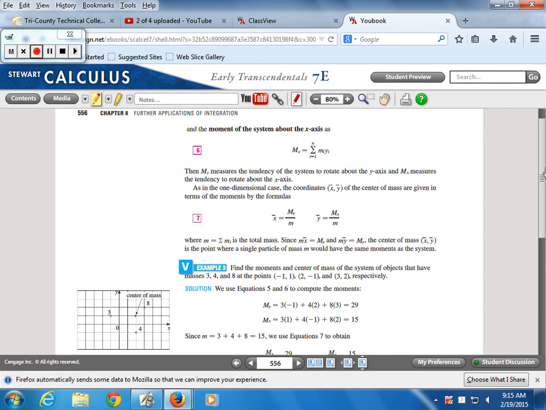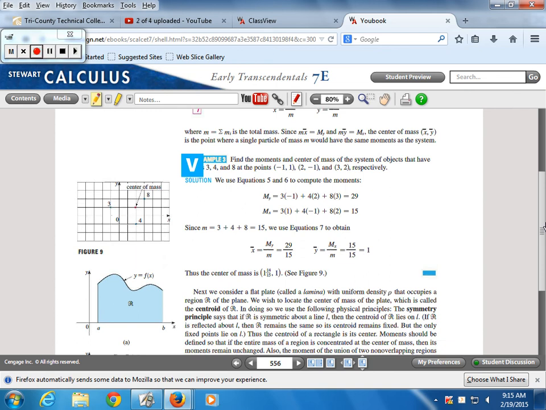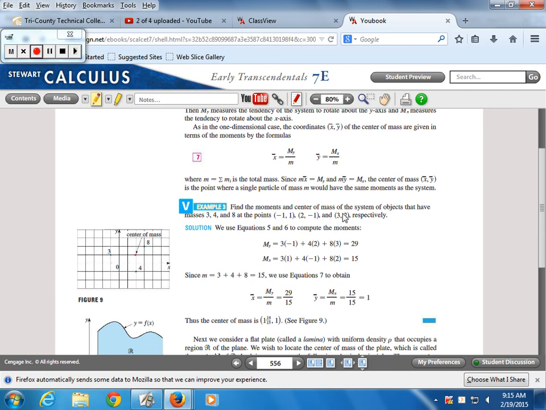So take a look at this example, and we'll do one a little bit more difficult than this one. But it says, find the moment and center of mass of the system of objects that have masses 3, 4, and 8 at the points given. All right, so I'm going to draw this, and the reason I want to draw it on the board is I want to explain what we're actually finding. So take a minute, and I want you to draw a graph, and I want you to draw the 3 points. Basically, you've got a triangle. Just think of it as a piece of metal that's shaped like a triangle. Okay?